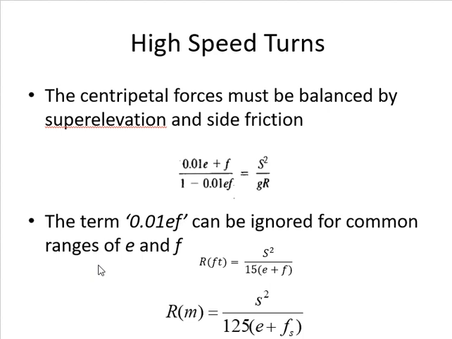So, what do we have in this equation? We have E. E is superelevation. What is superelevation? A slope. Where do we give it? Where do we give superelevation? Curves. Curves are part of the horizontal alignment. So on curves we need to provide the slope.